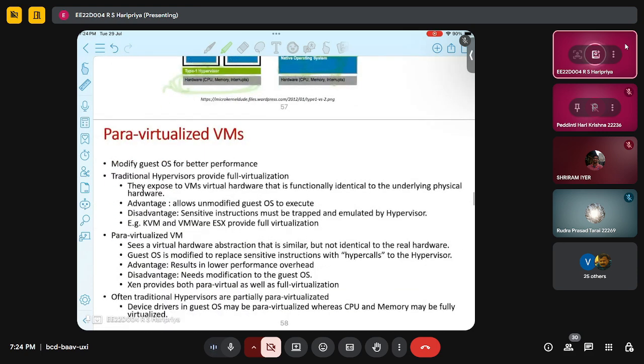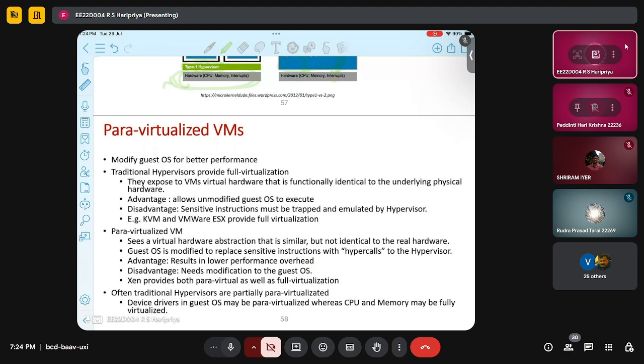And paravirtualized virtual machines are another set of virtual machines. Here we have seen that modifying the guest OS will give better performance for paravirtualized virtual machines, compared to the traditional hypervisor, which is fully virtualized. Basically, they expose the virtual machine to the virtual hardware, which is fully the underlying hardware.